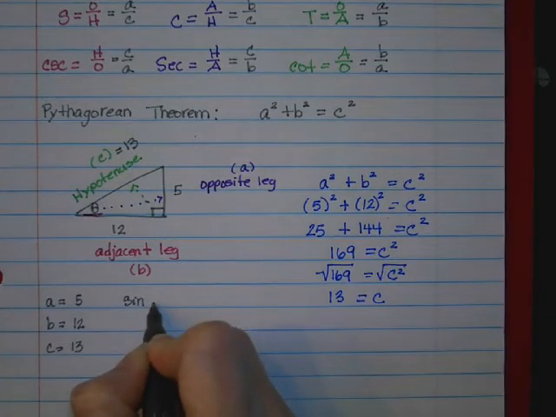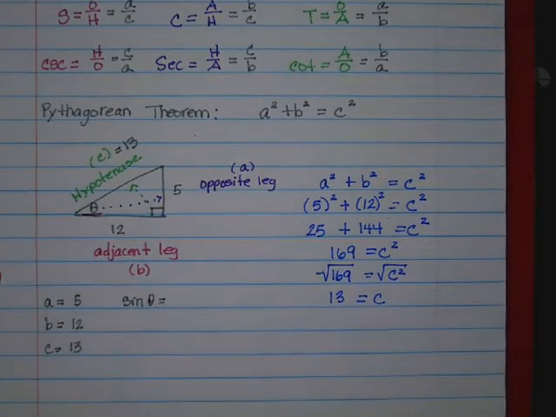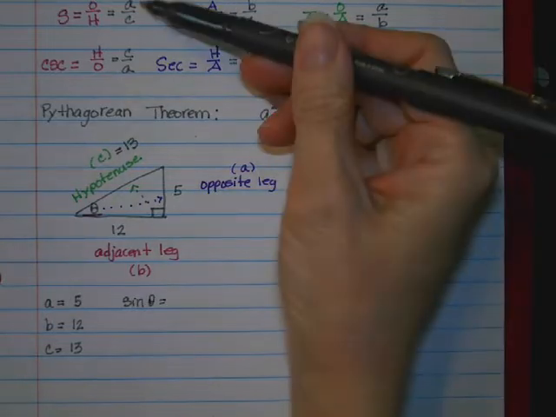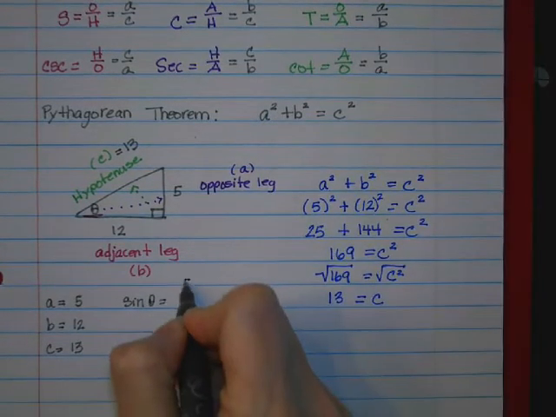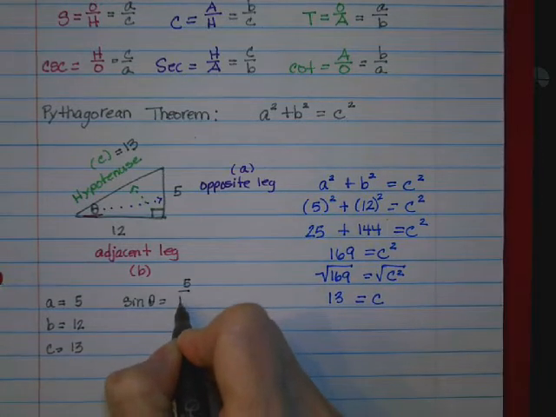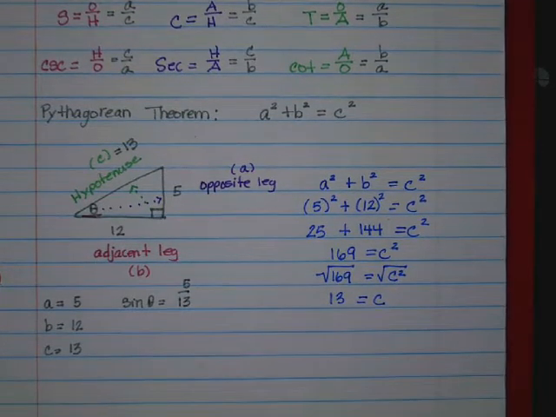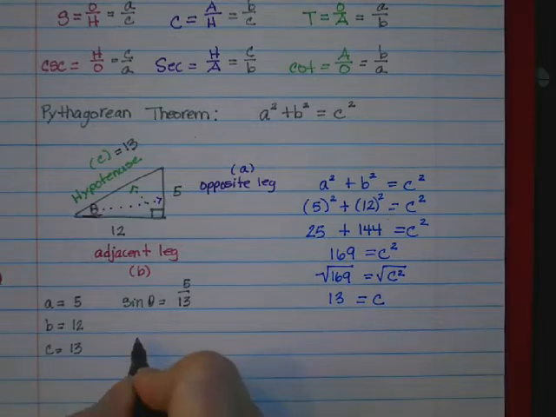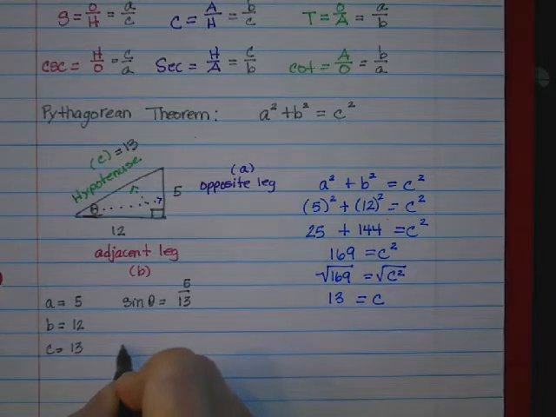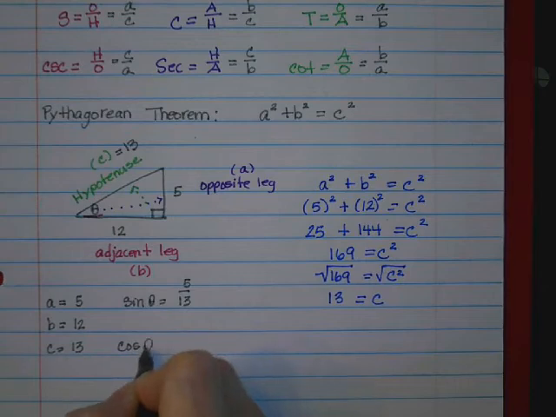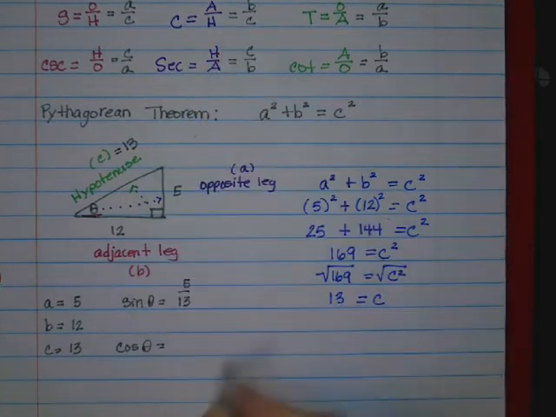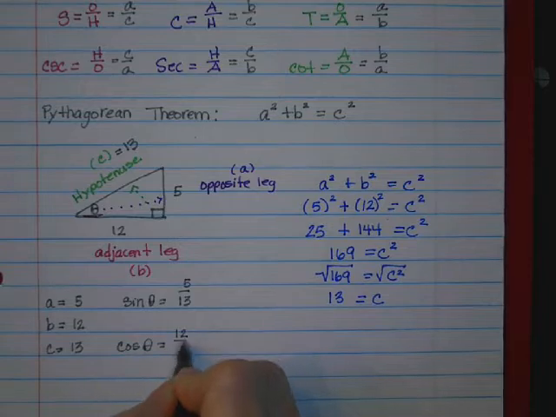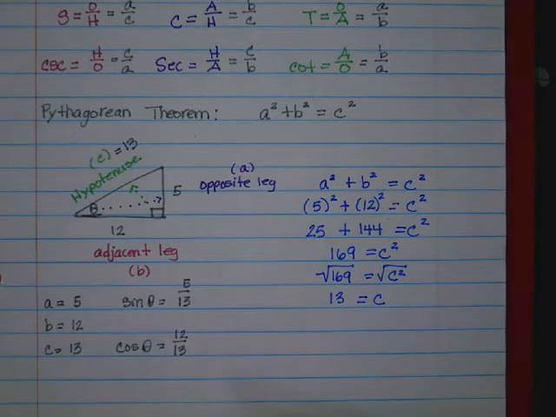of theta. So sine of theta is A over C. Well, A is 5 over C, which is 13. And 5 over 13 does not reduce any lower. That is as far as we can go. We'll now do our cosine of theta. Is the B value over the C value. So B value is 12 over the C value, which is 13.